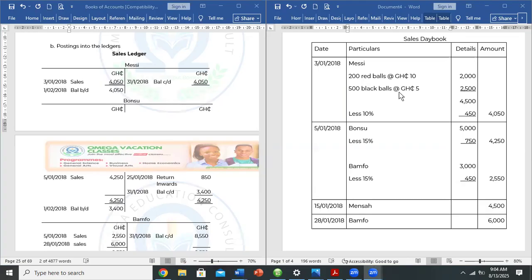Now, after opening the account for Mercy, professors, you know the debit and credit. If you sell goods to Mercy, you are going to debit Mercy's account, right? So look at it. In Mercy's account, we put the date 3rd January 2018. The narration will be sales. How much did we sell to Mercy? You pick the net amount.